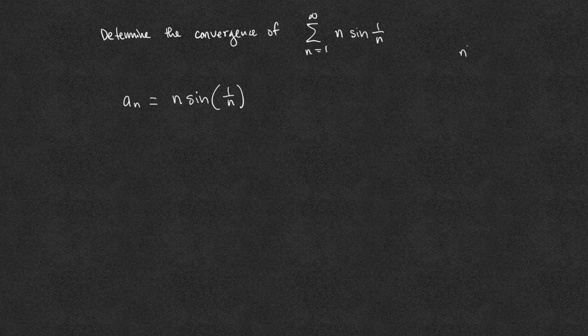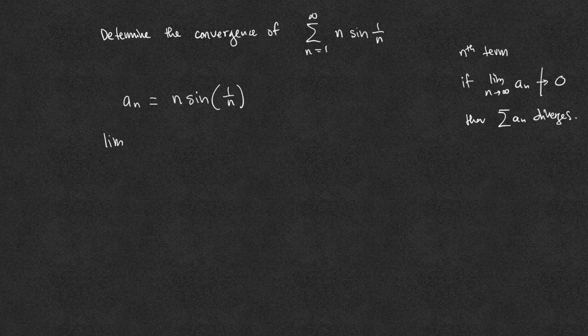And so again, the nth term divergence test says that if the limit as n goes to infinity of a sub n goes to a number that is not 0, then the series of a sub n diverges. But again, if the limit is 0, nothing can be said about the series.